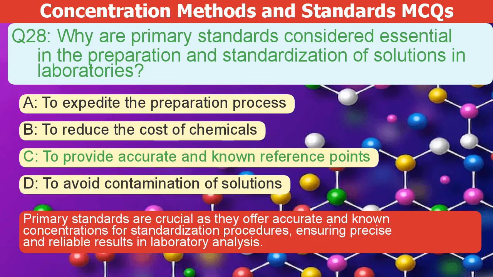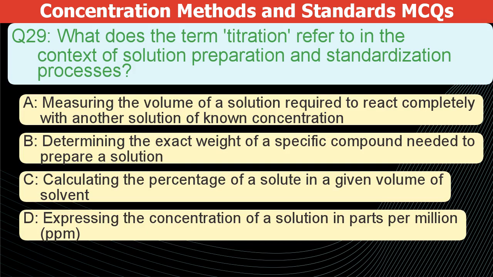The correct answer is C. Primary standards are crucial as they offer accurate and known concentrations for standardization procedures, ensuring precise and reliable results in laboratory analysis.